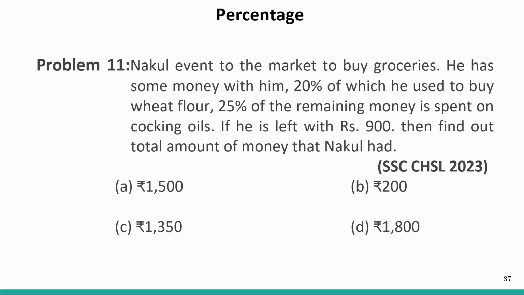Nakul went to the market to buy groceries. He has some money with him. 20% of it he used to buy wheat flour, and 25% of the remaining money is spent on cooking oils. If he is left with 900 rupees, find the total amount of money that Nakul had. So 20% was used for wheat flour and 25% of the remainder on cooking oils.